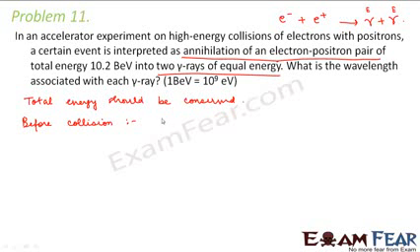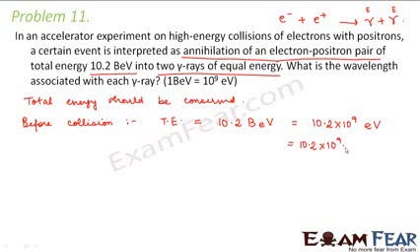Before collision, what is the total energy? Annihilation of electron-positron pair of total energy 10.2 BeV. So the total energy before collision is 10.2 BeV, which comes out to be, and 1 billion electron volt is 10 to the power 9 electron volts. That is 10.2 into 10 to the power 9 electron volts. This comes out to be 10.2 into 10 to the power 9 into 1.6 into 10 to the power minus 19 joules. So this is the total energy before collision.